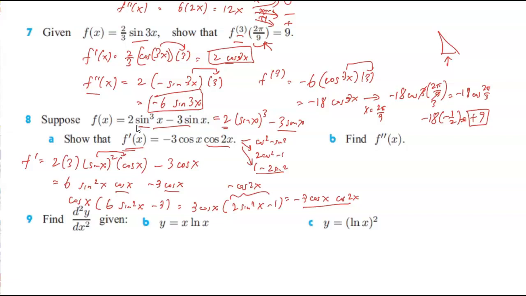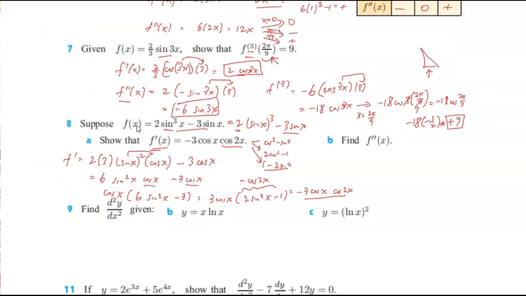The second derivative would be a product, right? So if this is a product, then this, ooh, sorry about that. This is u, and this is v, and we'll just leave the negative 3 off to the side, and we'll bring it back at the end, okay? So if u is cosine x, then u dash is negative sine x, right? And if v is cosine 2x, then v dash is negative sine of 2x chain rule times 2.